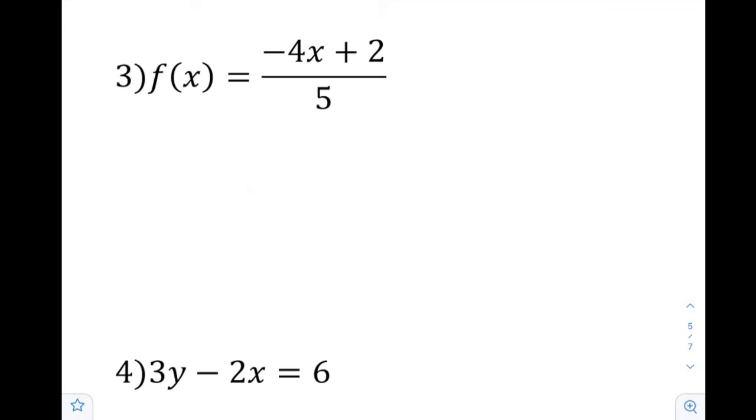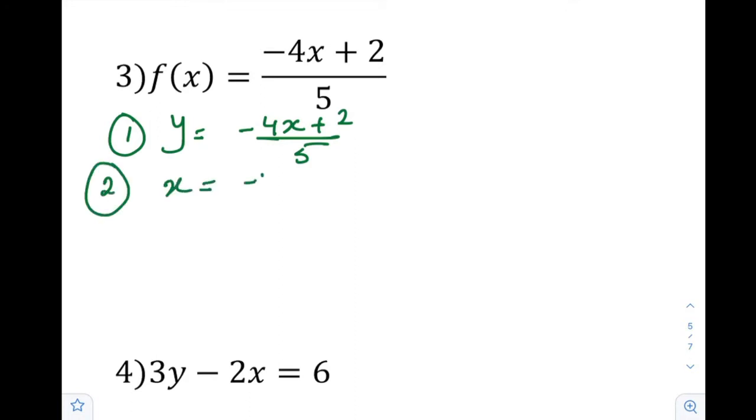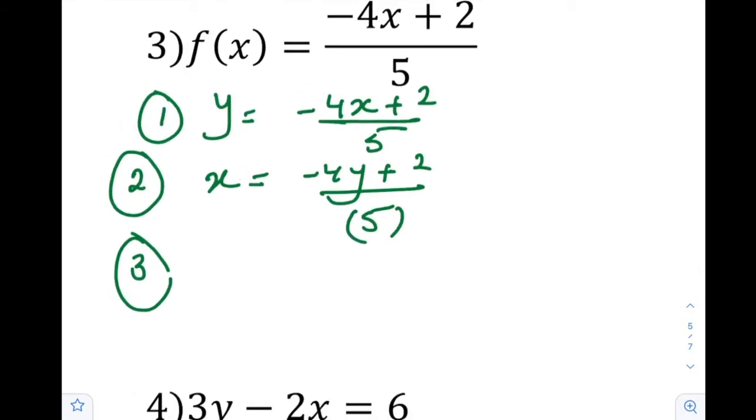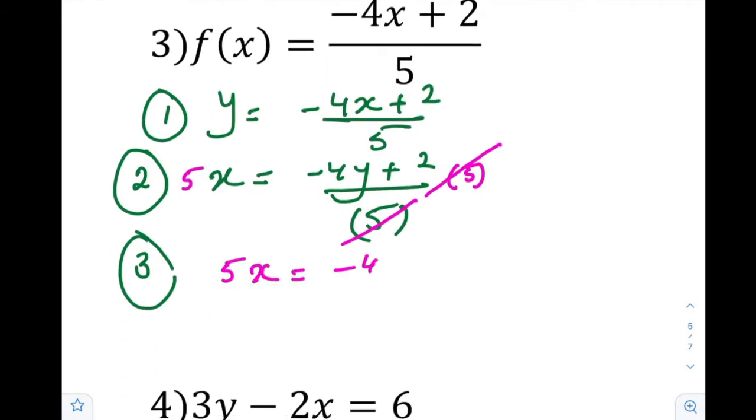Let's do one where you have an expression totally over a number. Same steps. Step 2. Now, as we learned in solving equations, if you want y alone, let's first get rid of this denominator. Multiply by 5 on both sides, and this will be 5x equals minus 4y plus 2. Now it's easy for us.